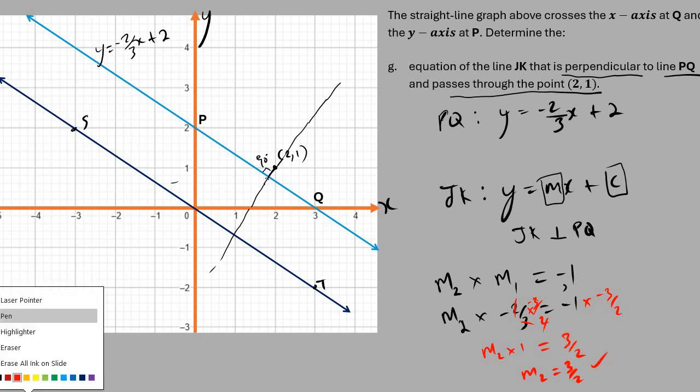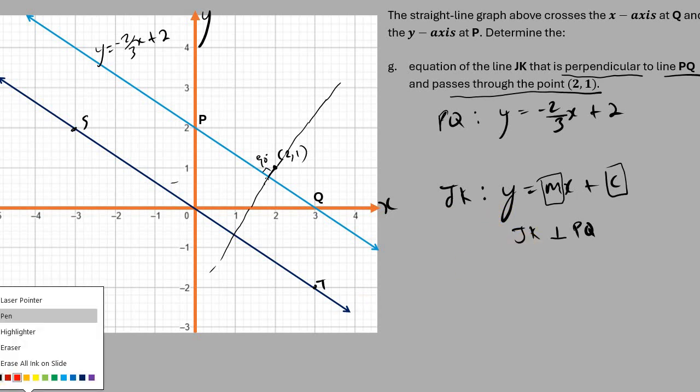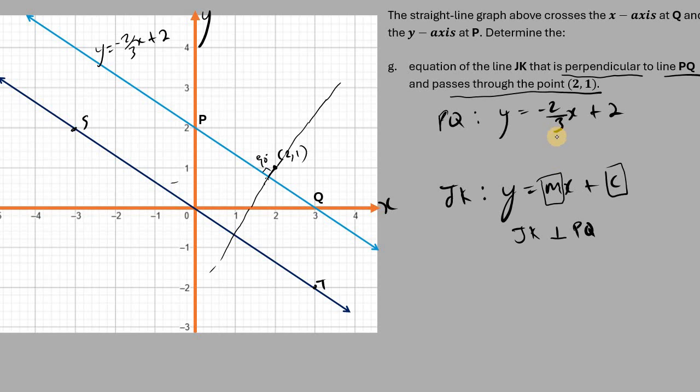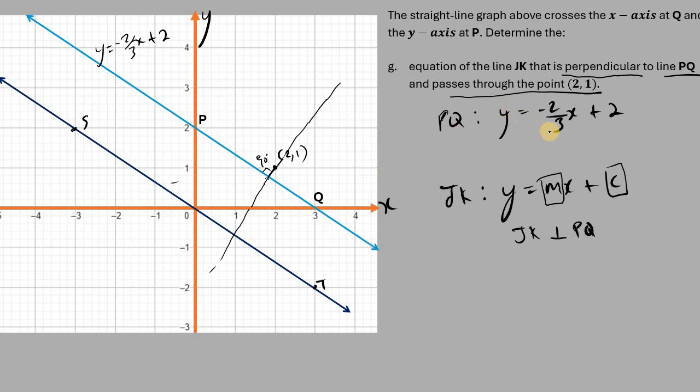Of course, you don't want to go through all that. That is too much, right? But I can show you in the end that when you multiply the two answers, you get -1. So here's a faster way, as we learned in class. Since the gradient of PQ is -2/3, for JK it will be the negative reciprocal. If this one is negative, the gradient of JK must be positive, and it must be the reciprocal of 2/3, which is 3/2. Simple as that.